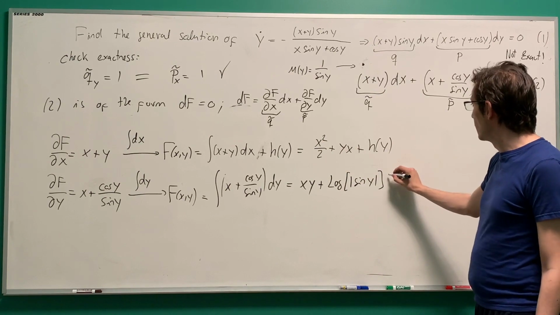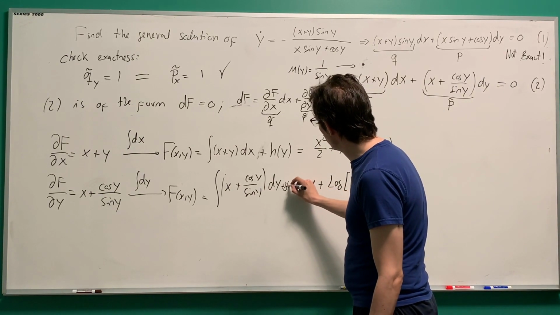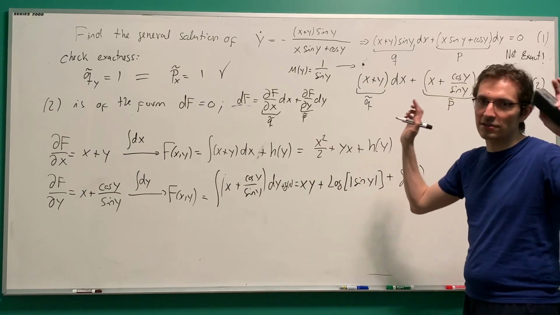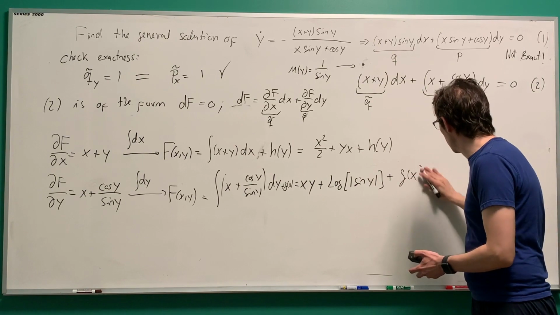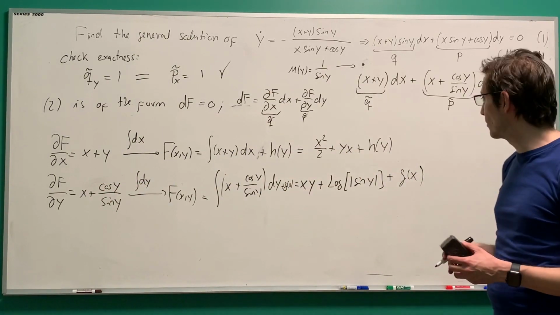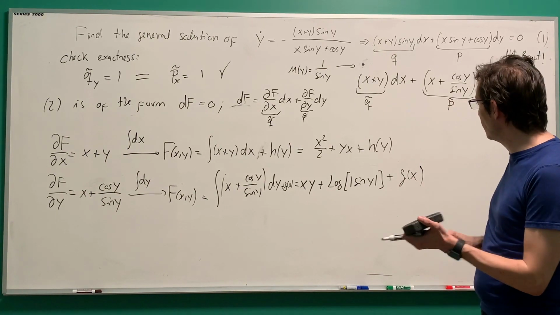Plus, of course, I didn't write it here, but it should be a g of x here. And of course, there's a g of x here. There's a constant of integration that may depend on x because we took the partial derivative with respect to y before integration. All right. Now, we identify the missing functions really easily.